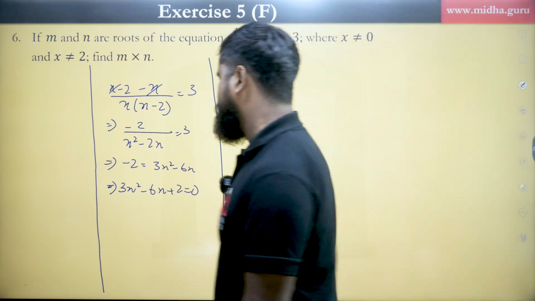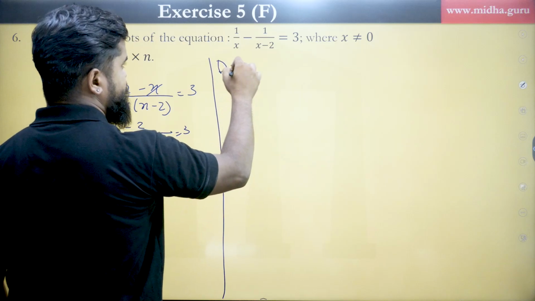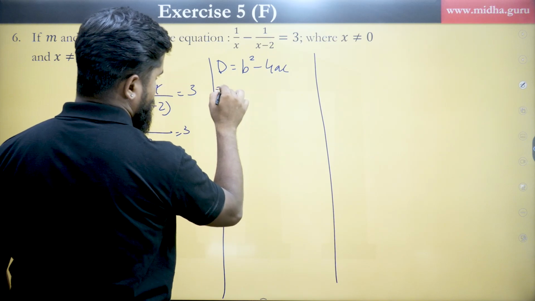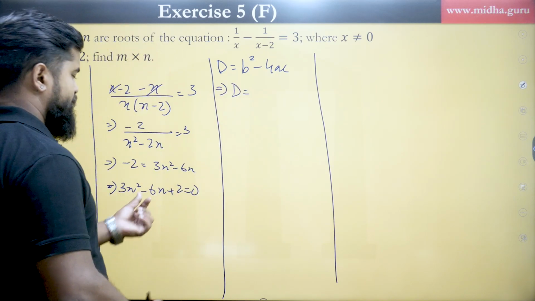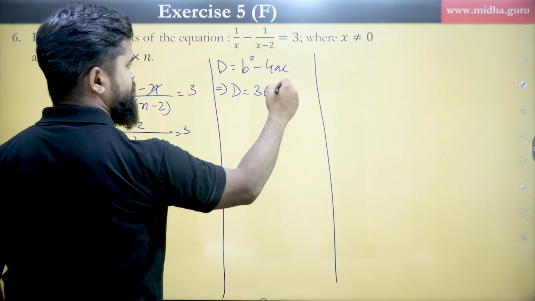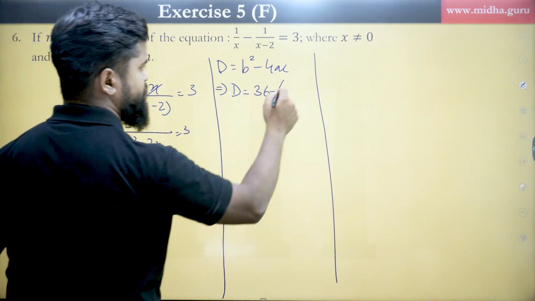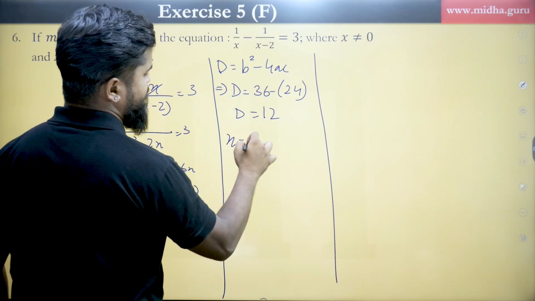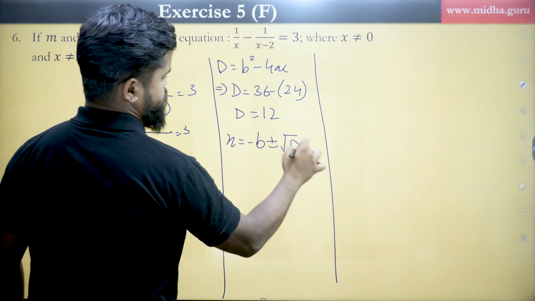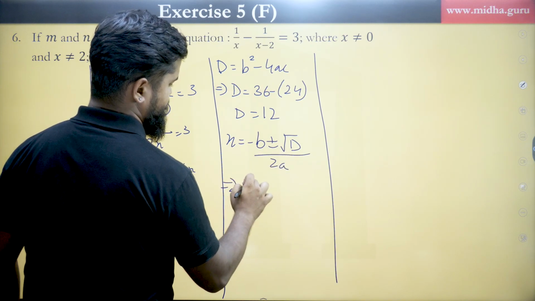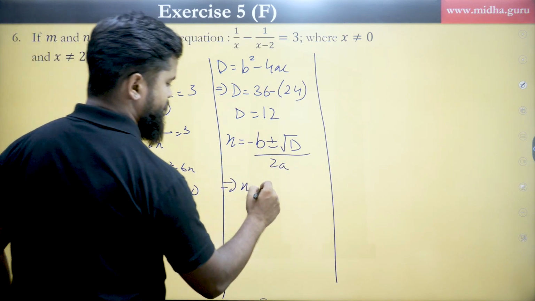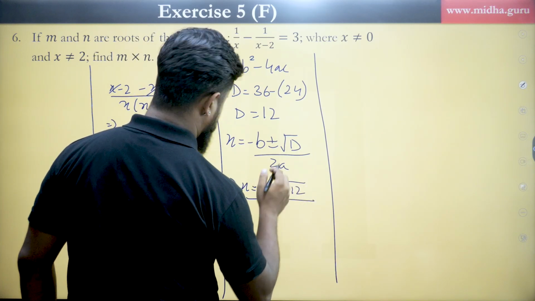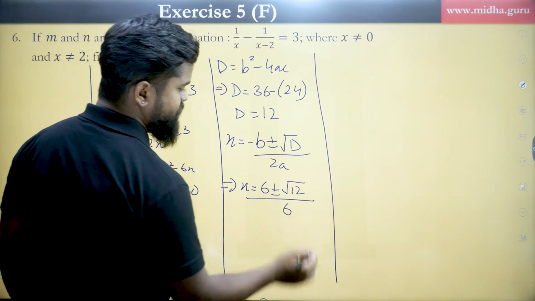For that we first need to find the discriminant. Now the discriminant we know is b square minus 4ac. So b being minus 6, we take the square, that is 36, minus 4 into 3 into 2, which is 6 into 4, that is 24. So now we apply the quadratic formula. Minus of b, that is minus of minus 6, which becomes 6, plus or minus the root of 12, divided by twice of a, twice of 3 becomes 6.